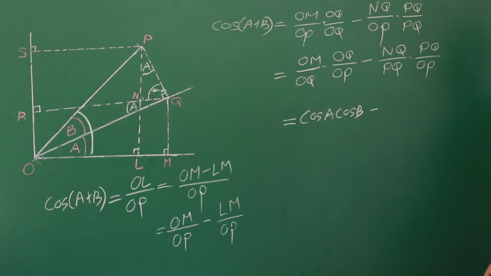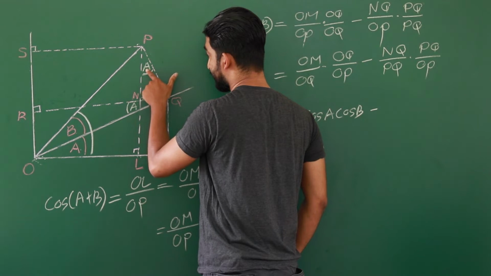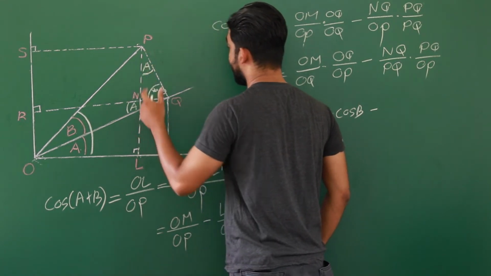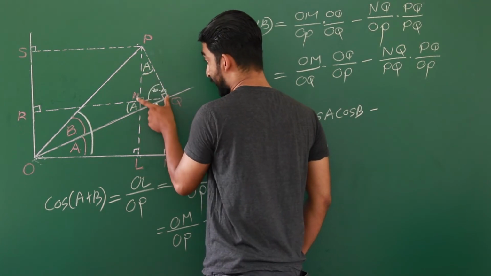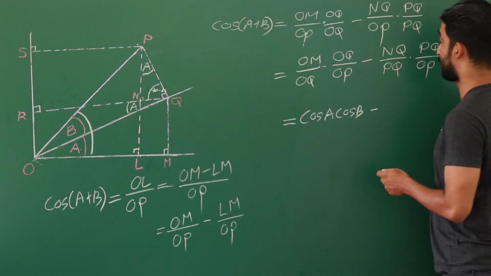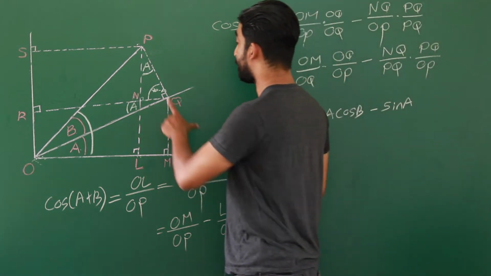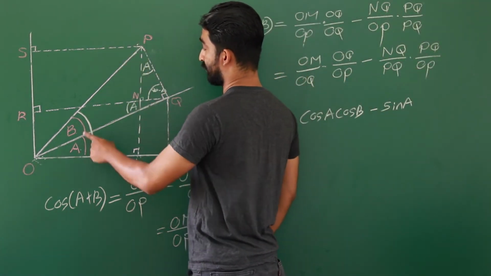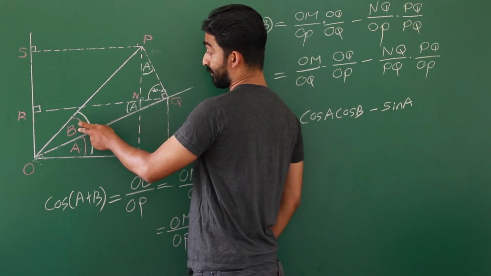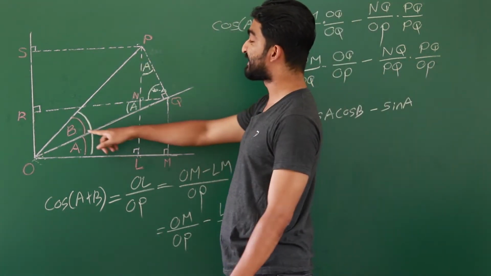Minus, now what is NQ over PQ? NQ is the opposite side of this A and PQ is the hypotenuse of this PNQ triangle. So NQ over PQ will be cos A. I'm sorry, it is sine A, because this is A and this is the opposite side and this is the hypotenuse, so it will be sine A, not cos A. And PQ over OP: PQ is the opposite side of B and OP is the hypotenuse. So we are talking about sine B. Sine B is opposite side over hypotenuse, so PQ over OP will be sine B.